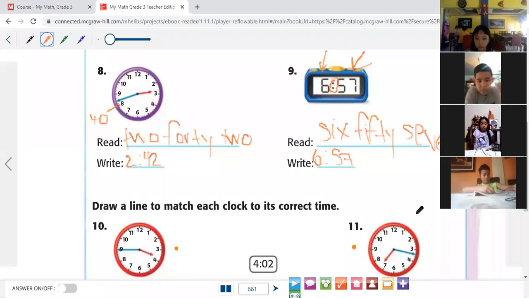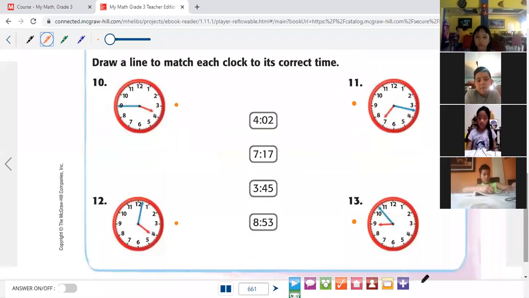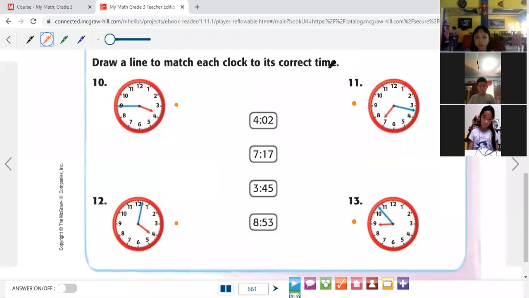Now we're going to do together number 10, okay? And the direction says, draw a line to match each clock to its correct time. I only have 10 minutes left, so if the meeting is off, everyone has to connect again, okay? So number 10, Angel is going to help me with the answer.